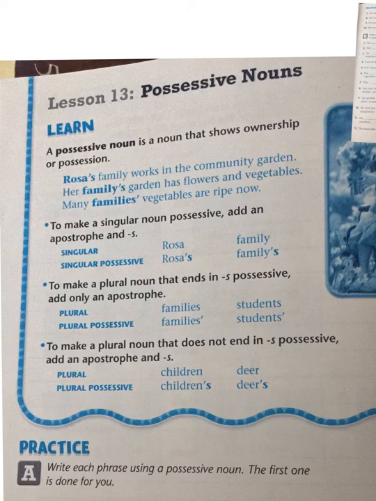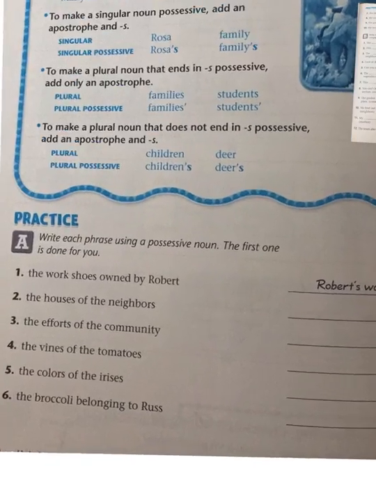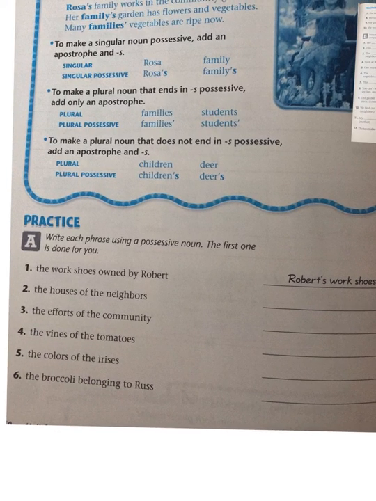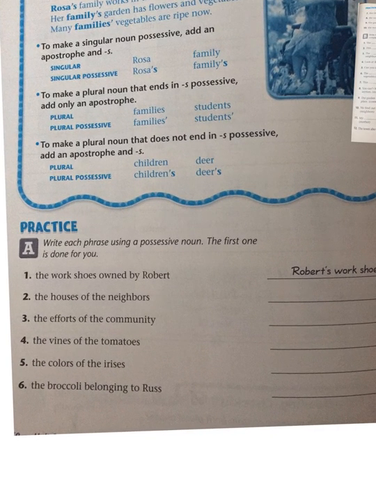All right, let's now look at the practice. One is done for you. It says for each one, write the phrase using a possessive noun. The first one is done for you. So for number 2, it says the houses of the neighbors.